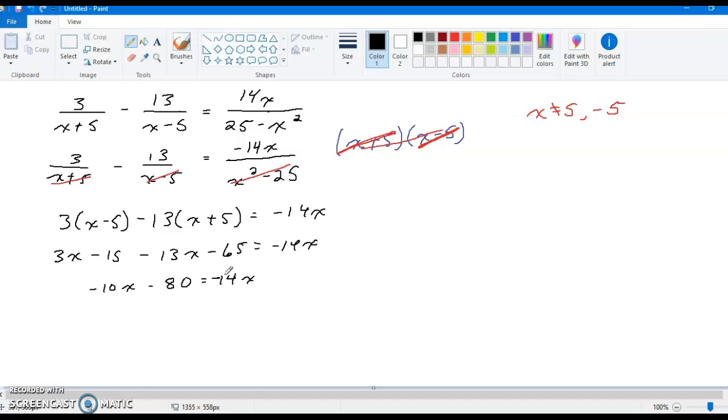And then from this point, because you want to isolate your x's, you're going to add 14x to each side, leaving you with 4x, and bring your 80 to the other side. So we're going to change that sign.